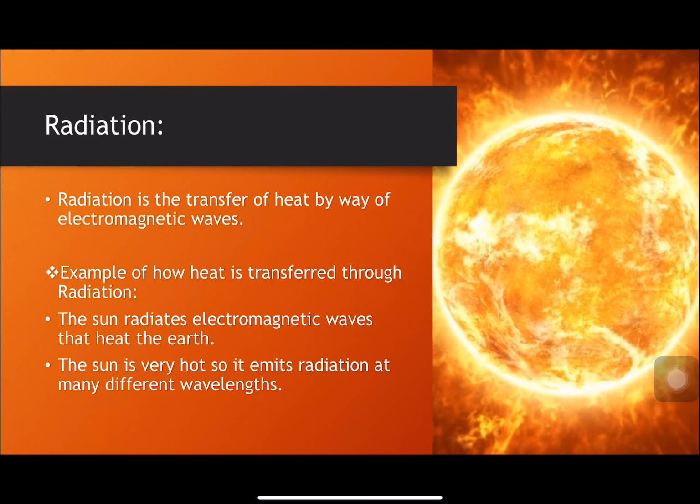We'll start with radiation. Radiation is the transfer of heat by way of electromagnetic waves. An example of how heat is transferred through radiation is by the sun. The sun radiates electromagnetic waves that heat the earth. The sun is very hot, so it emits radiation at many different wavelengths.